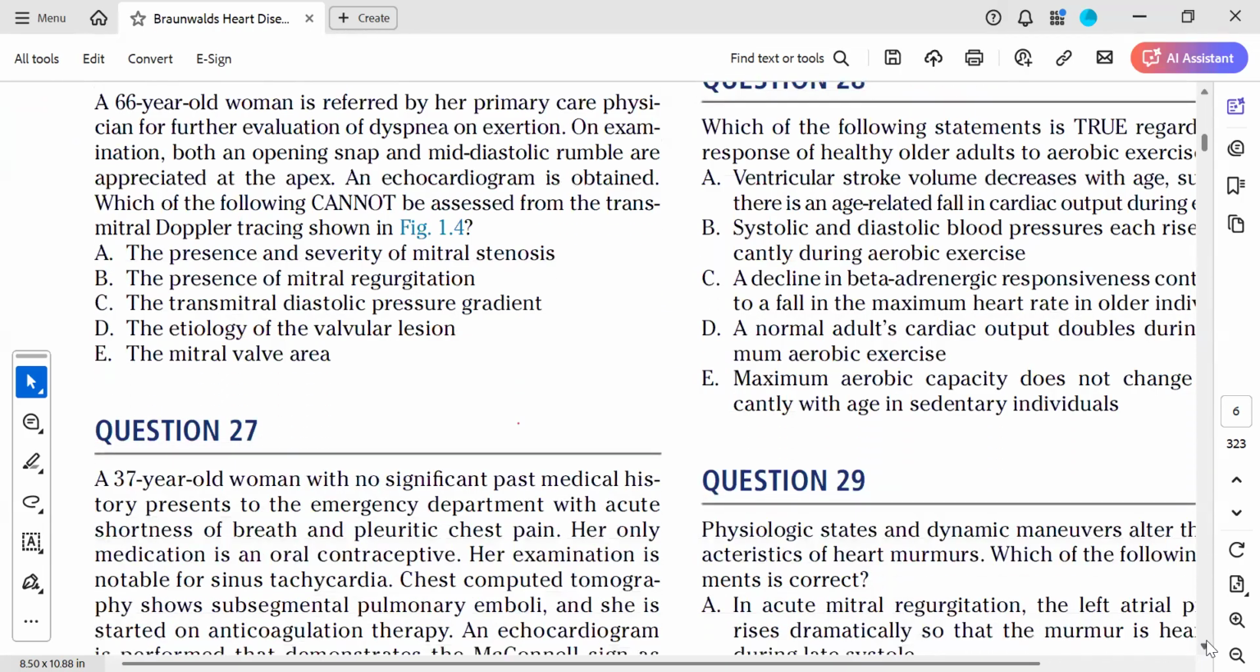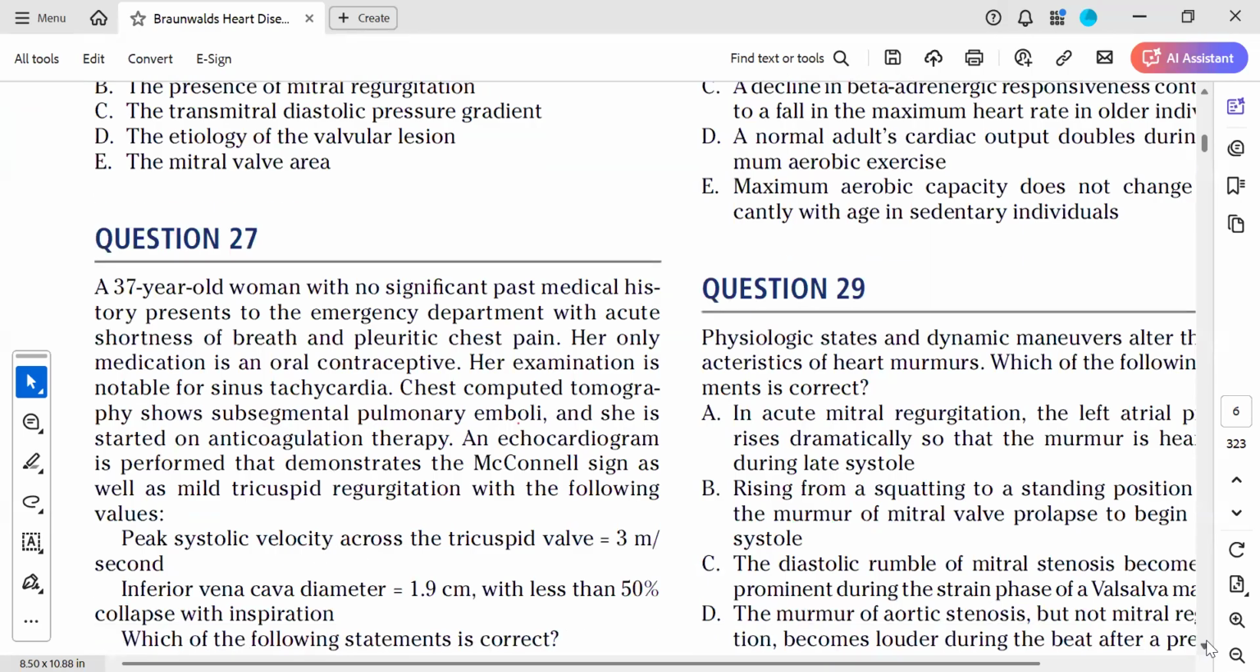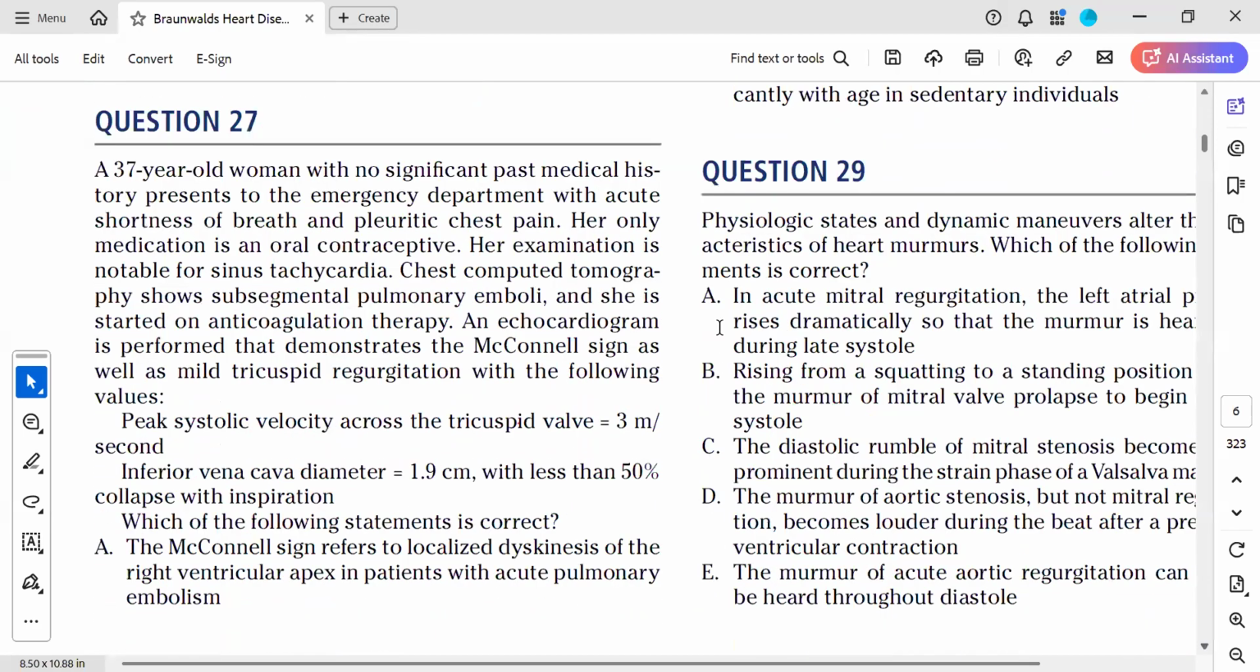Now, for question 27, a 37-year-old woman with no significant past medical history presents to the emergency department with acute shortness of breath and pleuritic chest pain. Her only medication is an oral contraceptive. On examination, she is notable for sinus tachycardia. The chest computed tomography shows subsegmental pulmonary emboli, and she is started on anticoagulation therapy.